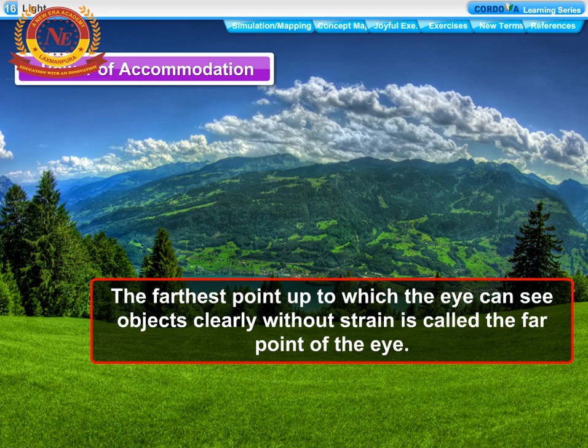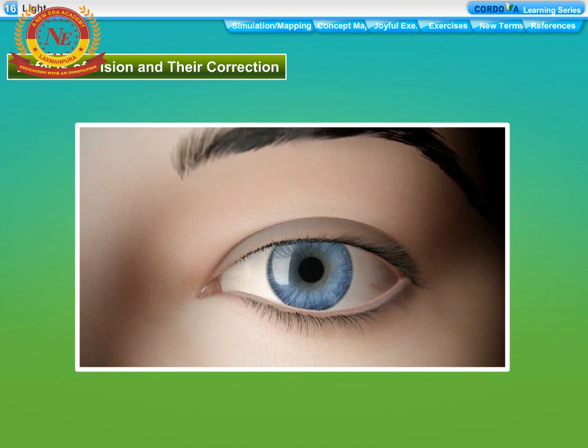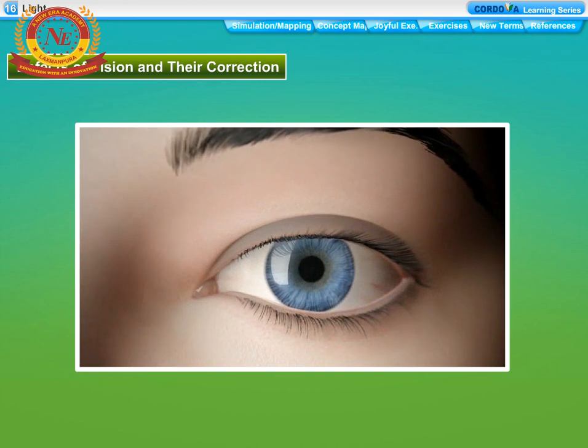Defects of vision and their correction. Sometimes the eye may gradually lose its power of accommodation. In such conditions, the person cannot see the objects clearly and comfortably.